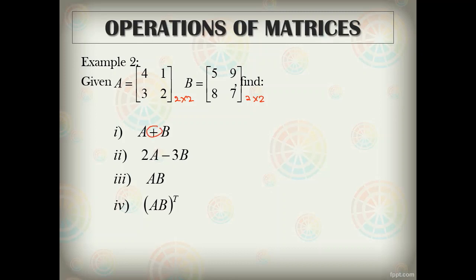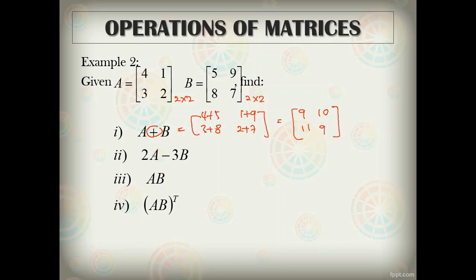To perform the addition, you must add the first entry with the first entry, the second entry with the second entry, and so on. So this is equal to 4 plus 5, 3 plus 8, 1 plus 9, 2 plus 7. You will get 9, 11, 10, and 9.